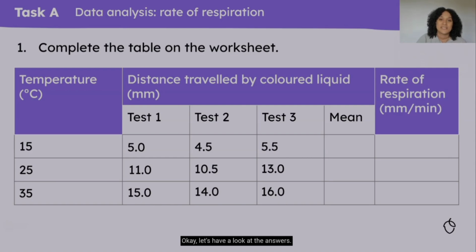Okay, let's have a look at the answers. So at 15 degrees, the answer should have been 5.0. Not just 5, it should have been 5.0 because that's the amount of decimal places that all the other data points are in the table. So 5.0, not just 5.